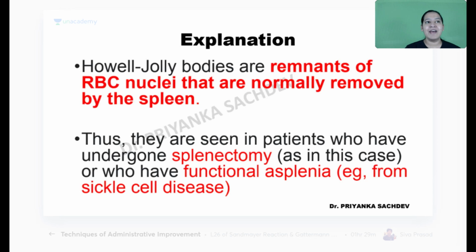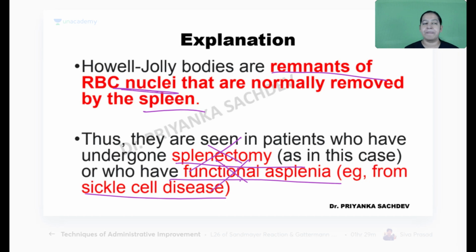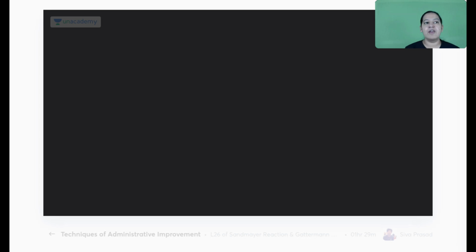Howell Jolly bodies are the remnants of the nucleus of the RBC, that is DNA remnants that are normally removed by the spleen. But in a person who does not have a spleen, or though they have a spleen, the function of the spleen is not there. In both of these scenarios, spleen is not functioning. Either the spleen is absent or present but not doing its function, like in sickle cell anemia. So spleen will not remove them.